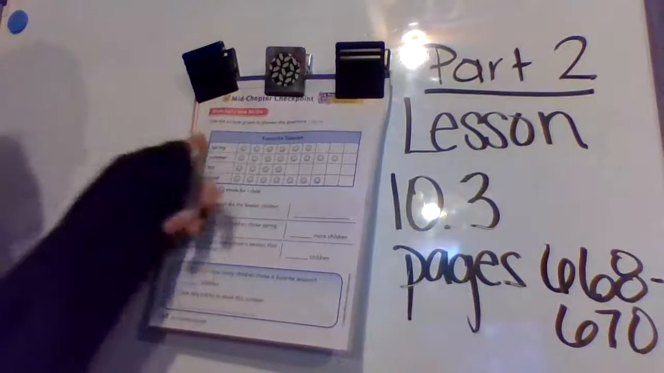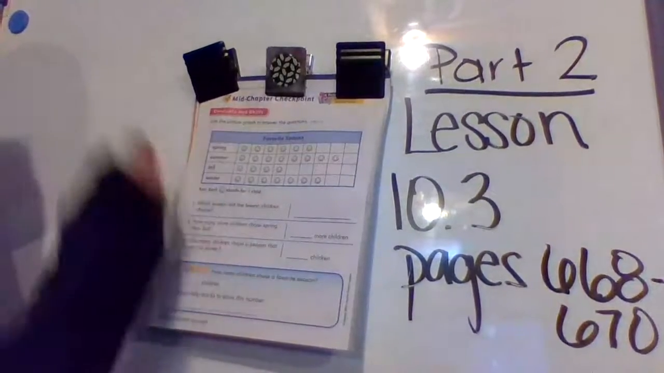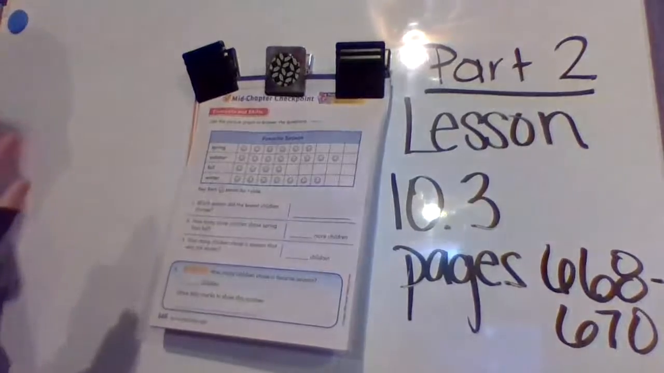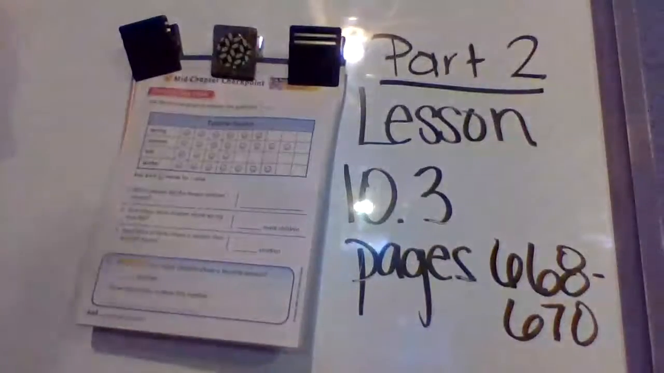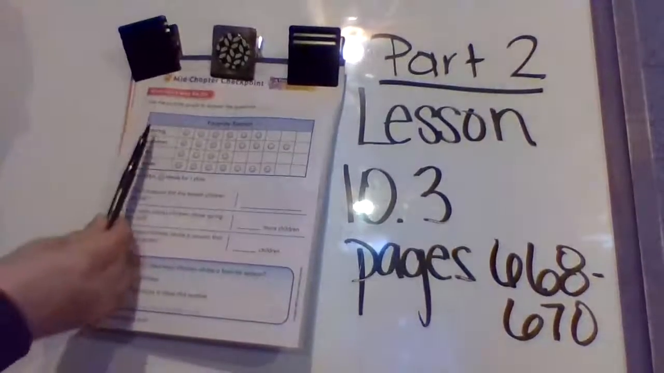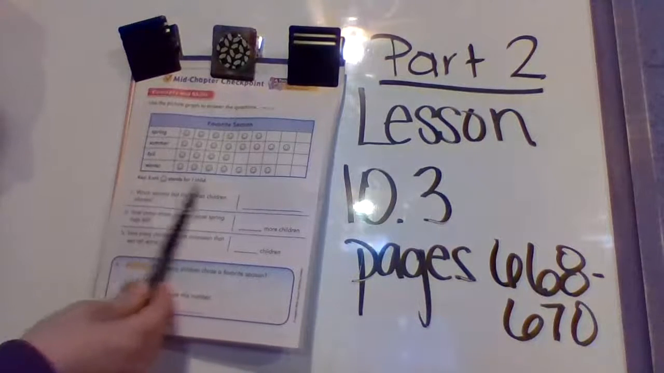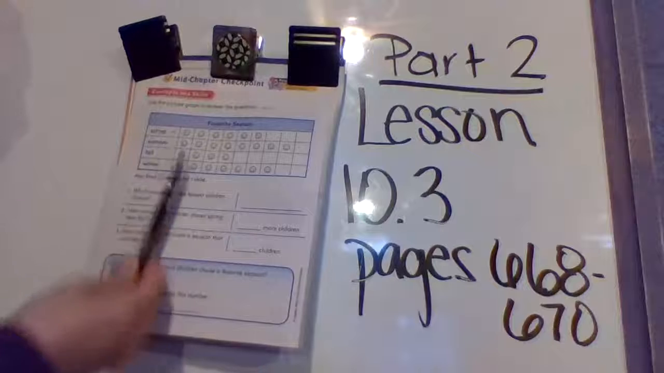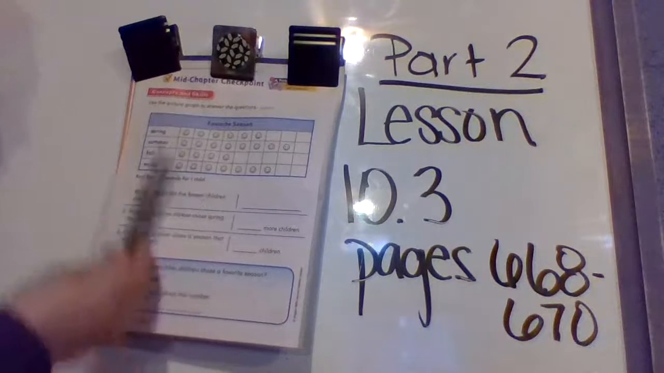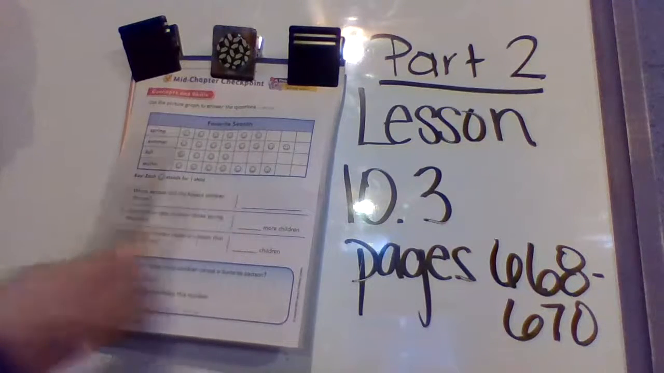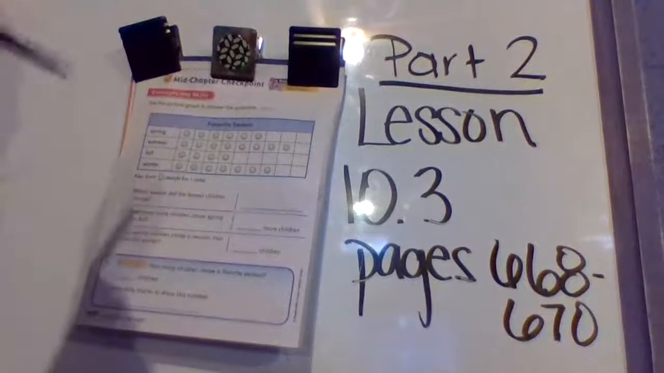So taking a look, favorite season, always read that picture graph first to make sure you understand what it's saying. So the favorite season, and the categories are spring, summer, fall, and winter. Always check that key. Each smiley face stands for one child. So we know every time we see a smiley face, that stands for one child.